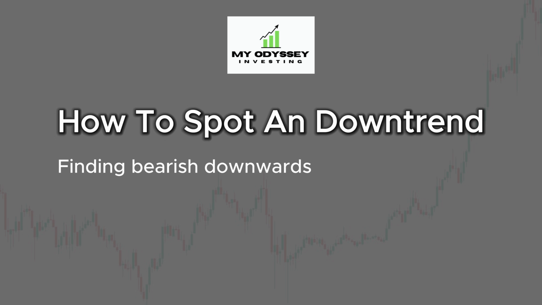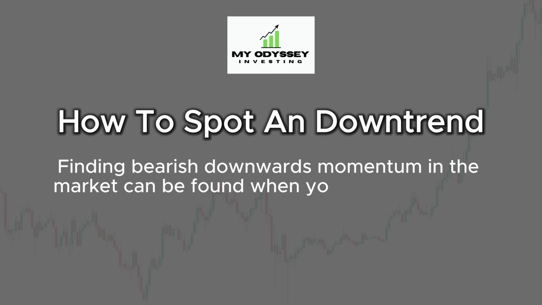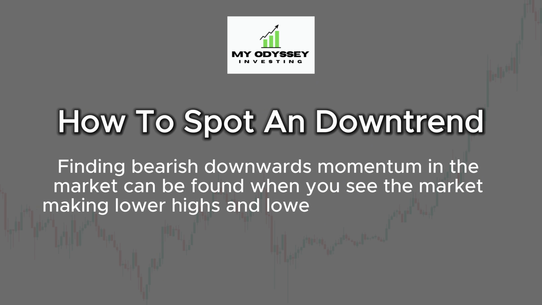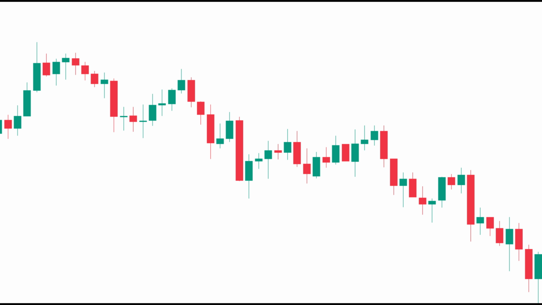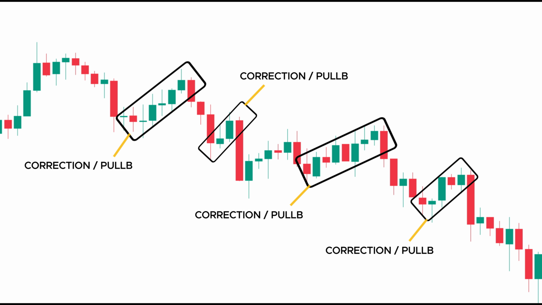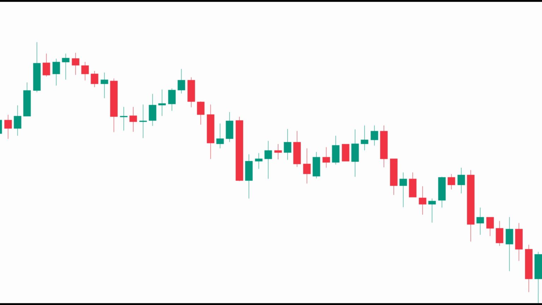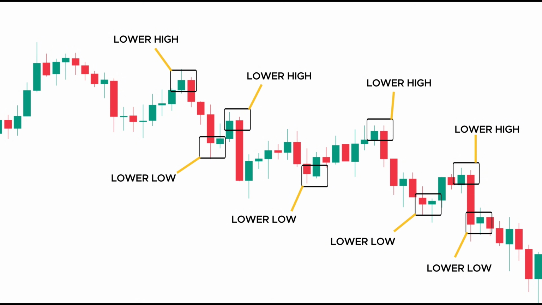Finding bearish downtrend momentum in the market can be found when you see the market making lower highs and lower lows. It would be a sign to take advantage of some short trades. You have your runs here, your pullbacks, which means a downward trend making lower highs and lower lows.